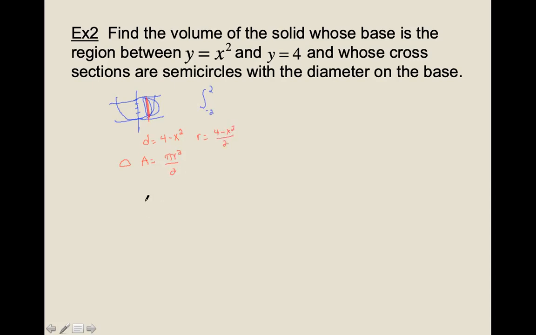All right, so when I put it into the area formula, I'm going to have pi times, and actually I'm going to bring this 1/2 out front so it's a little easier, 1/2 of pi times my radius, which is (4 minus x squared) divided by 2. All right, so there's my pi, my 1/2. Here's my 1/2 out here. Here's my pi. My radius was half the diameter. And then we're going to square that.